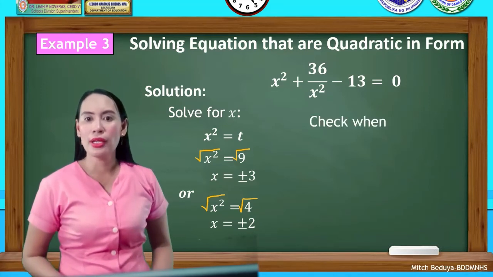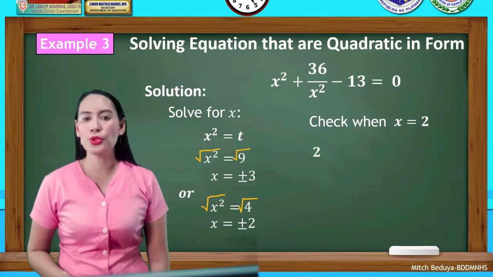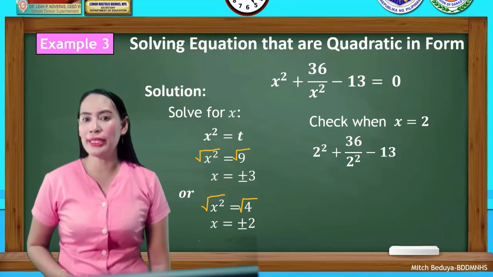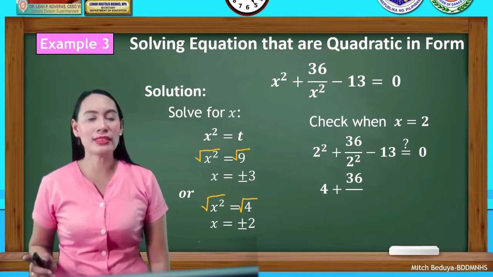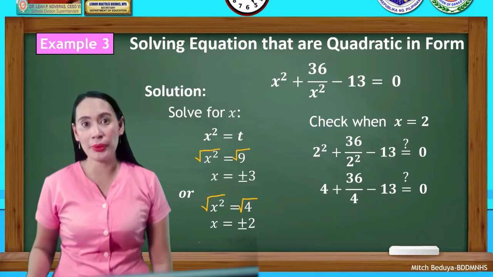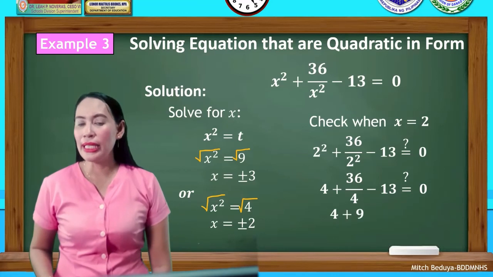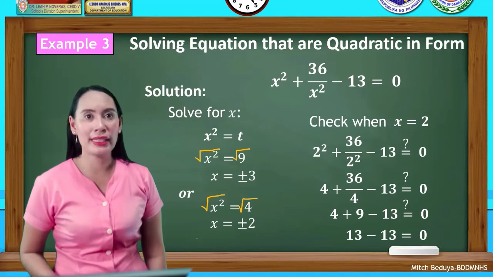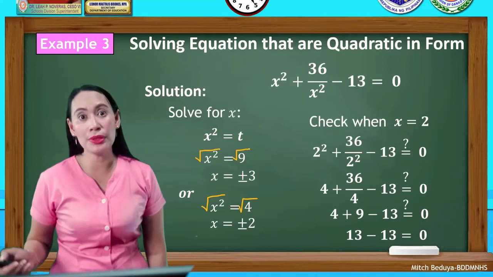So we will check when x is equal to 2. 2 squared plus 36 over 2 squared minus 13. Is it equal to 0? 4 plus 36 over 4 minus 13, is it equal to 0? 4 plus 9 minus 13, is it equal to 0? 13 minus 13 is equal to 0, because 0 is equal to 0.